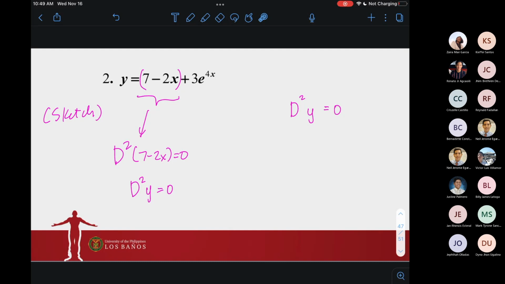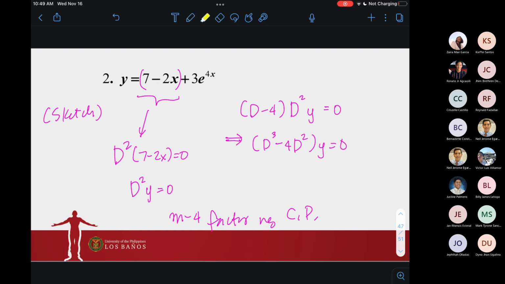Right? So ibig sabihin, meron tayong m minus 4 na factor ng characteristic polynomial. Pero ito ay simple, right? Kasi si 4 ay simple root. So meron ako ditong d minus 4 dun sa differential equation. Okay? So I can expand this as d cubed minus 4d squared applied to y equal kay 0.